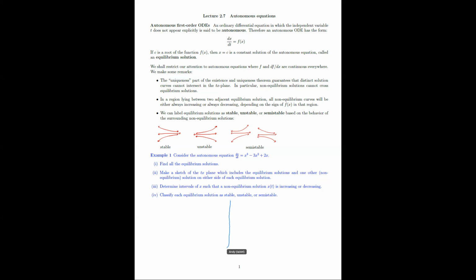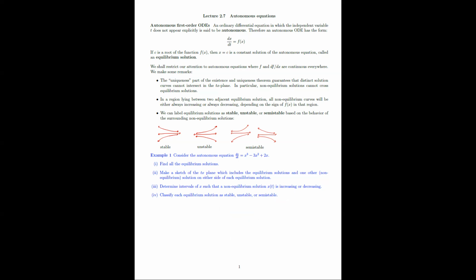In other words, if we have the tx plane here, and we have some equilibrium solution, no non-equilibrium solution can end up crossing that equilibrium solution at any point. If they did cross at any point, then the uniqueness part of the existence and uniqueness theorem would not be satisfied at that point, because if that happened to be our initial value, then we would have two solutions here. But since we know that the uniqueness part must be satisfied for every initial value, we know that we cannot have two solutions cross each other.